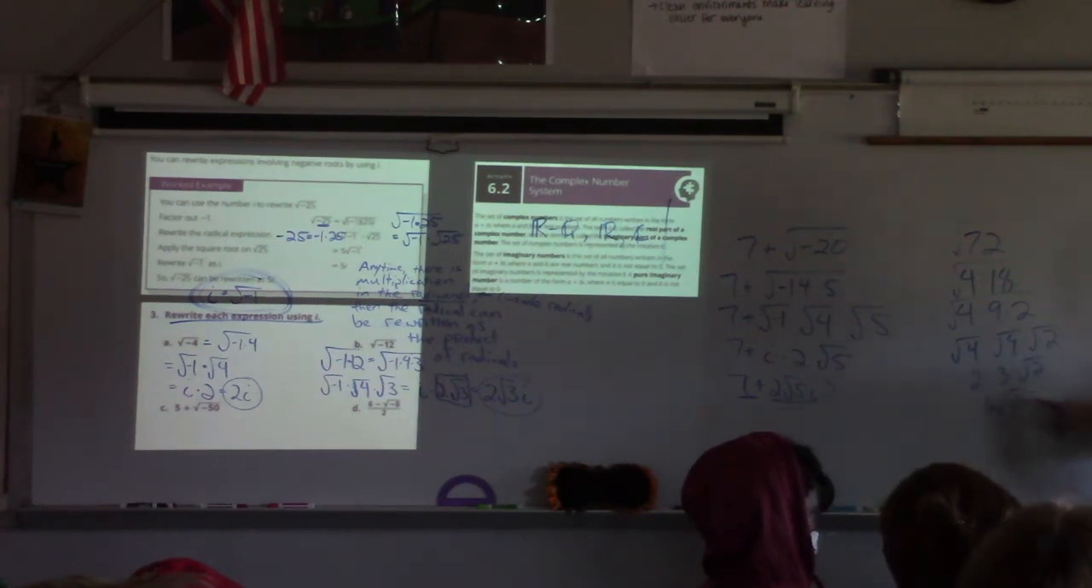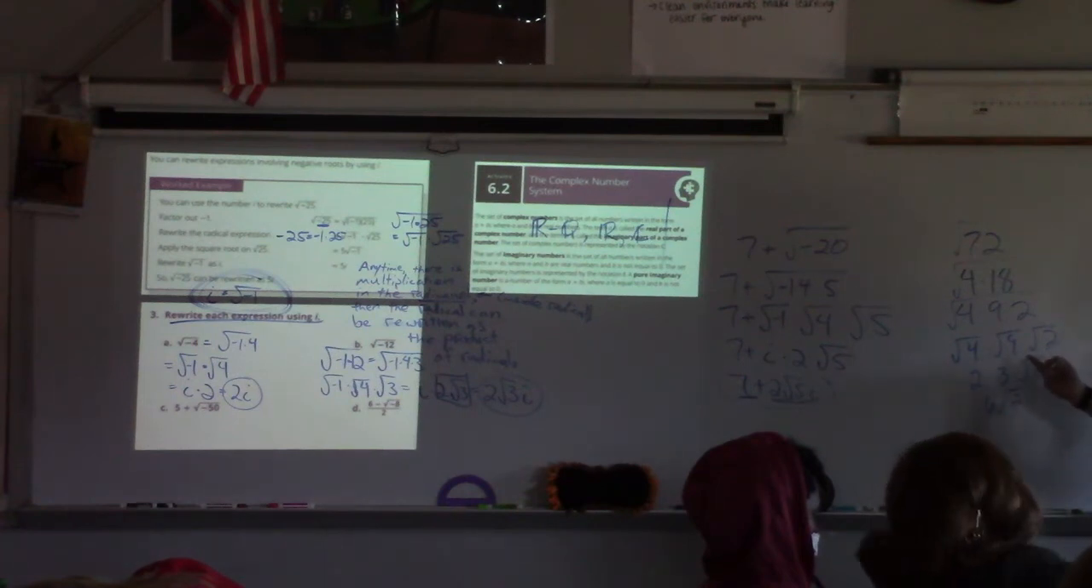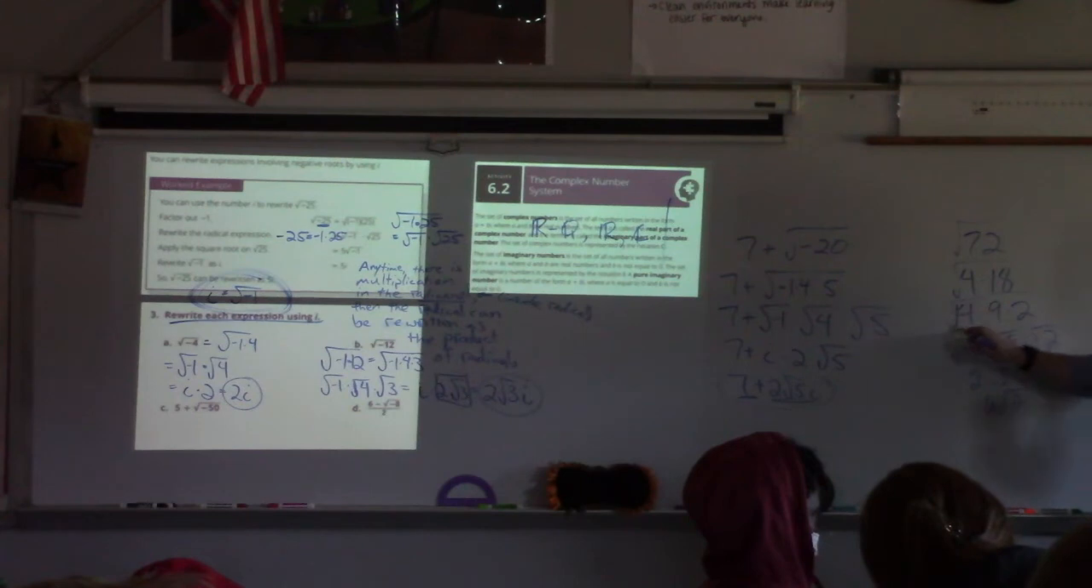So I will point out something interesting here. Well, yeah, there's no negative 1. That would just give me the i. I was just trying to give you the practice of factoring, right? What is 4 times 9?